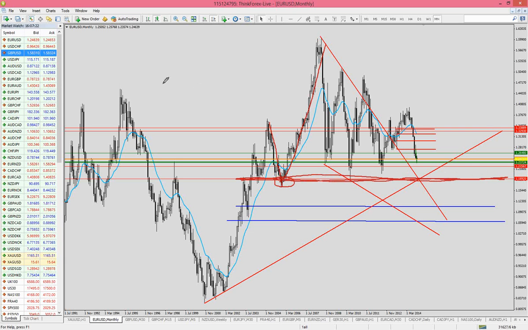Remember the colors. All red color on every time frame means that it's related to the monthly chart. Blue color, doesn't matter what kind of time frame, means that it's related to the weekly chart. Green color means it's related to the daily chart, all right?